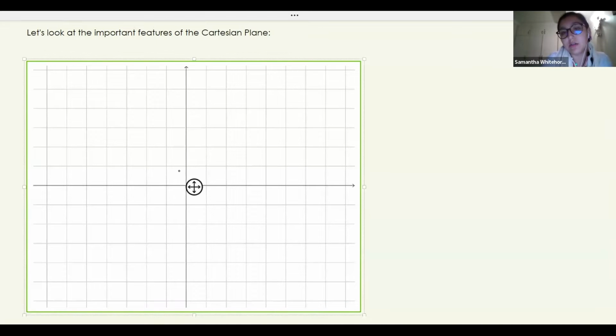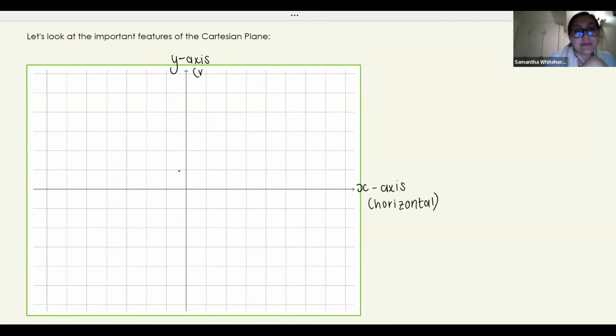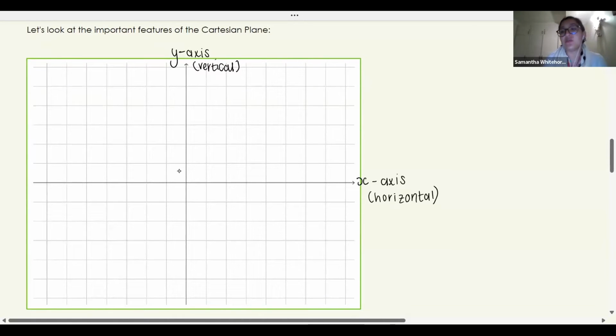The horizontal one, the one that goes left to right, is our x-axis. You don't even need to label horizontal, I'm just reminding you that it is the horizontal one. The vertical one, the one that goes up and down, is your y-axis. Those are the first two very important features of our Cartesian plane. You have to have your two axes, x and y, in order to be able to plot coordinates.